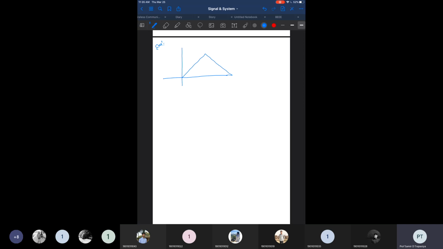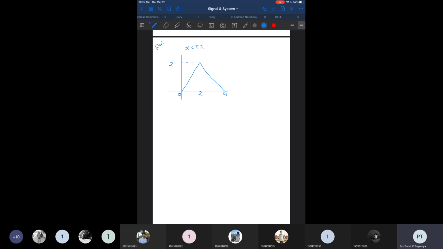So here we have a triangular function, and this triangular function varies over the values 0, 2 and 4, and its peak amplitude is 2. This signal is the x of tau signal.